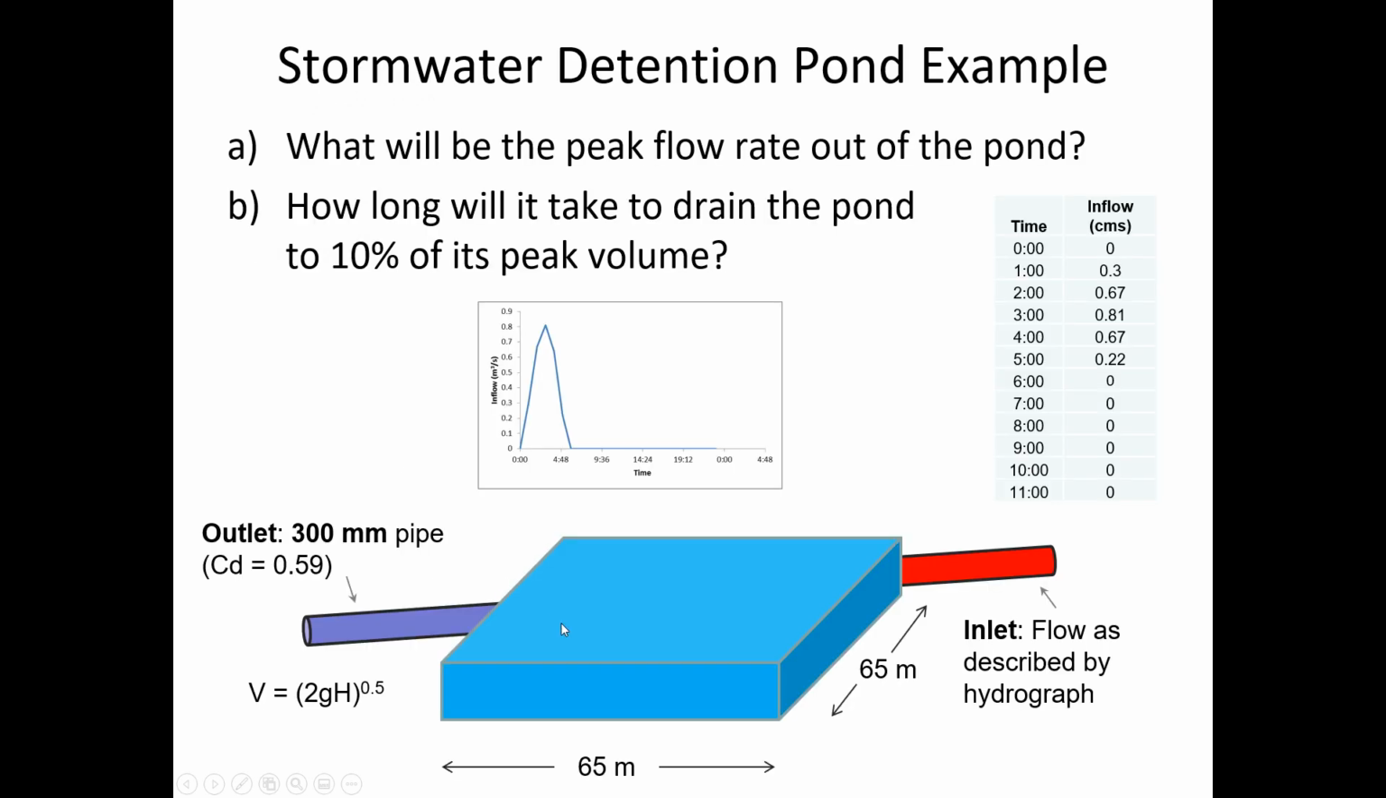All right, so you have, I think, a template file that's on Blackboard, and we're going to use that template file to analyze this pond. We're going to say, if we have a pond that's 65 meters by 65 meters, and this is the flow rate that's coming into the pond over time, we want to find out what would be the peak flow rate out of the pond. If you've got these notes, I changed the outlet diameter from 250 to 300. So make note that the outflow diameter here is 300 millimeters.